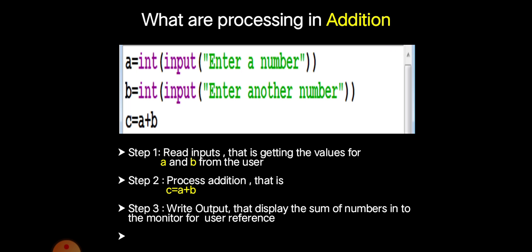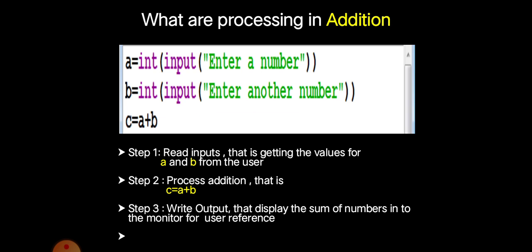Similarly, what is the processing in addition? Step 1, read inputs. That is getting the values for A and B from the user. What is actually happening here? We are getting the values of A and B, that means reading the input from the user by the interpreter. Who is reading the input? Reading the input is done by the interpreter.